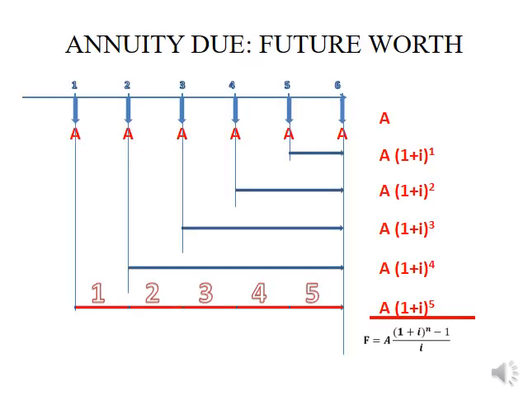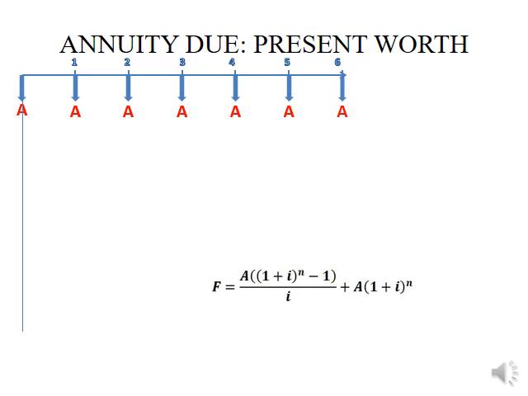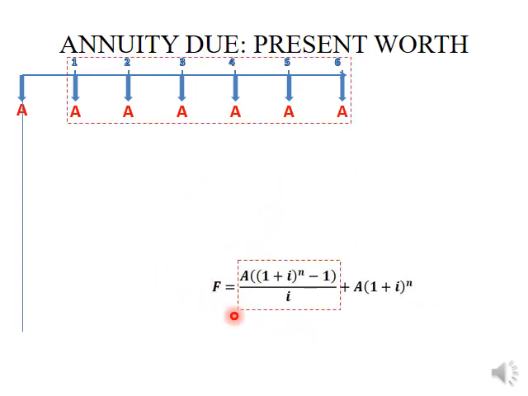Now let's proceed to annuity due. What is an annuity due and how does it relate to the ordinary annuity? The present worth of the annuity is computed using this illustration. As you can see, this formula is the formula for the future worth of this annuity. And by the addition of another cash flow, which is the down payment, we now have the complete future worth of the annuity due. But our concern is the present worth, not the future worth.